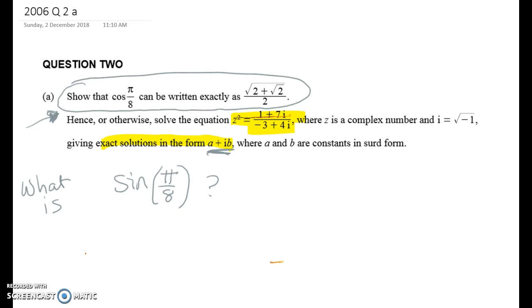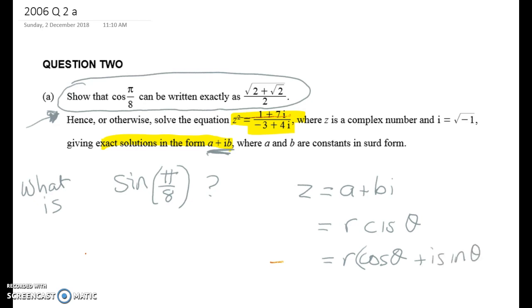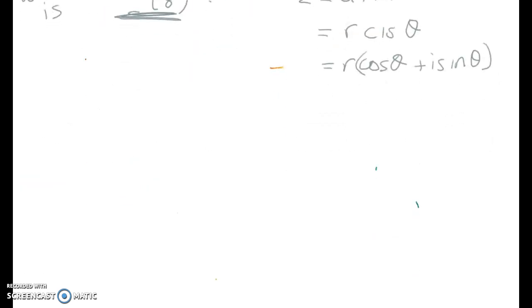When we've got complex numbers, we can either write them in rectangular form as z equals a plus bi, or we can write them in polar form, which is r cis theta, or r cos theta plus i sine theta. And in the second part of this problem, we're going to use this cos of pi on 8, but we're also going to need sine of pi on 8. So let's do the trig part now.